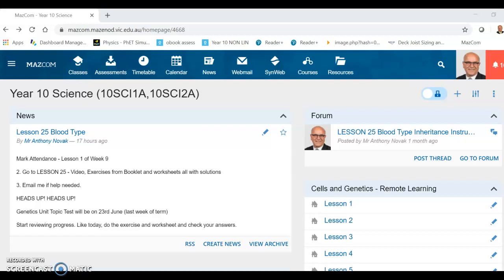Hi, 1 week to go, and we'll be back together when we'll have a chance to just revise for the topic test, which will be on the 23rd of June. That's the last week of term, so be prepared for that.